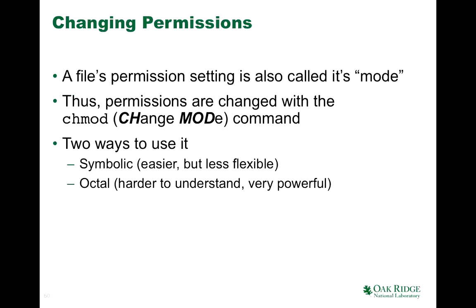To change a file's permission, to help you remember the command, a permission is also called a file's mode. So to change permissions, you use the change mode command, what most people will pronounce as chmod, C-H-M-O-D. There are actually 2 ways to use this command, and we'll give some examples of both. One of them is symbolic, where you're using letters to stand for the different permissions. The other one is octal, where you're using a number, which is a little bit more difficult to pick up initially, but it is very, very powerful and is what a lot of people use as they become more familiar with Linux and Unix.